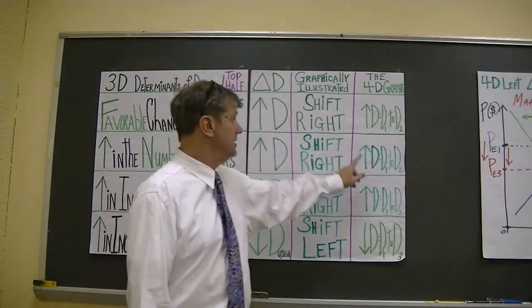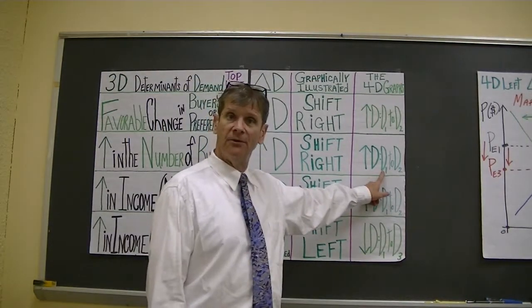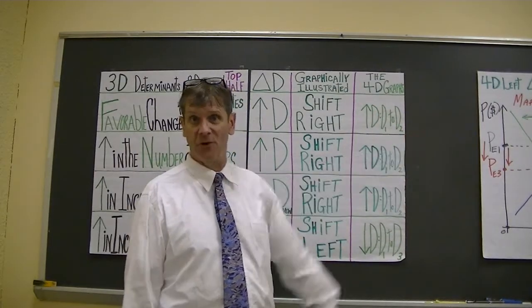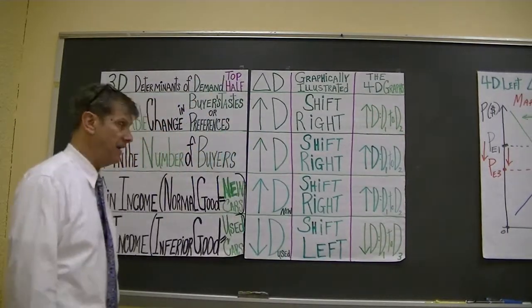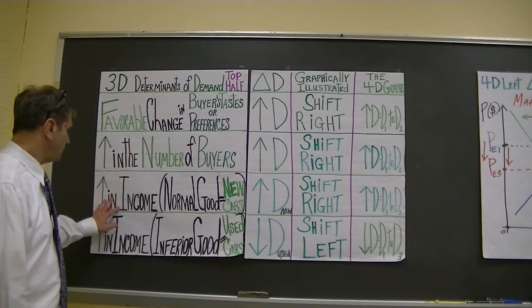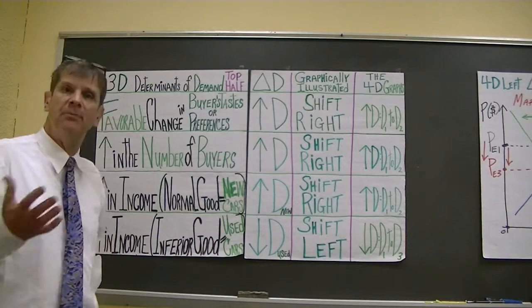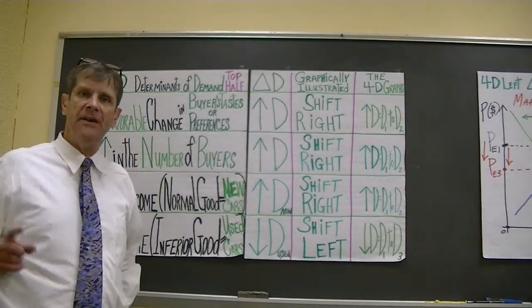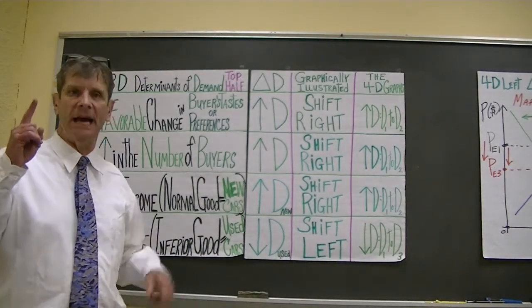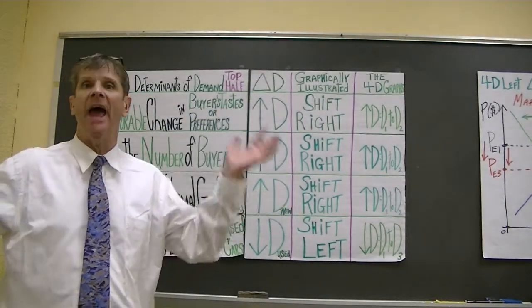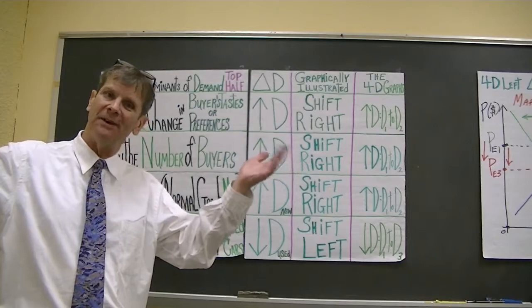Shift right, the increase in demand will be a movement from demand curve D1 to D2 in our graph 4D, right, the increase in demand graph. Now, the next two have to deal with income, and by definition, depends on what kind of good we have. If your income goes up and the demand for that good goes up, by definition, most goods are that way. That's called a normal good, okay?